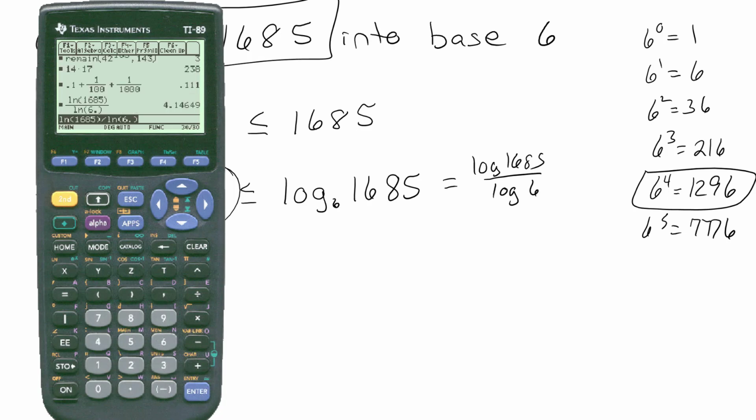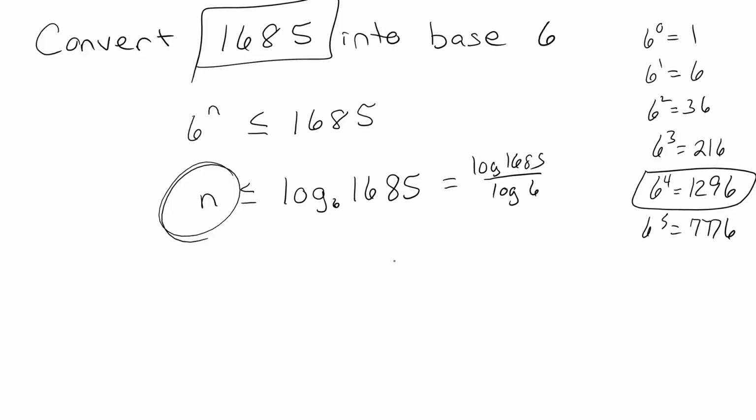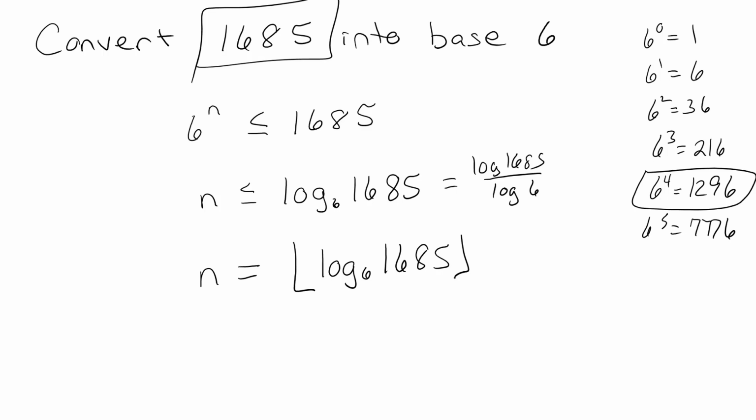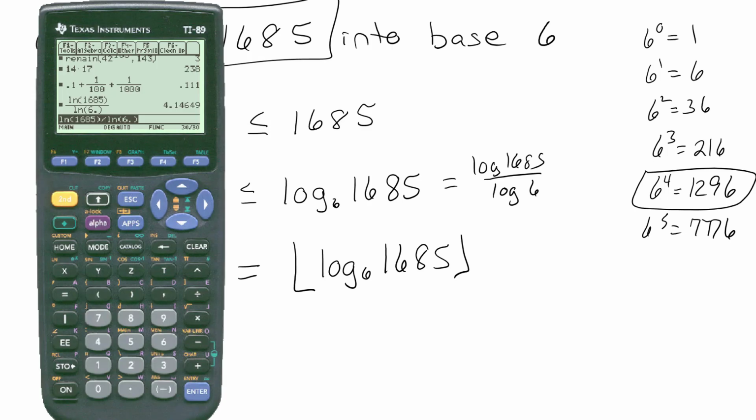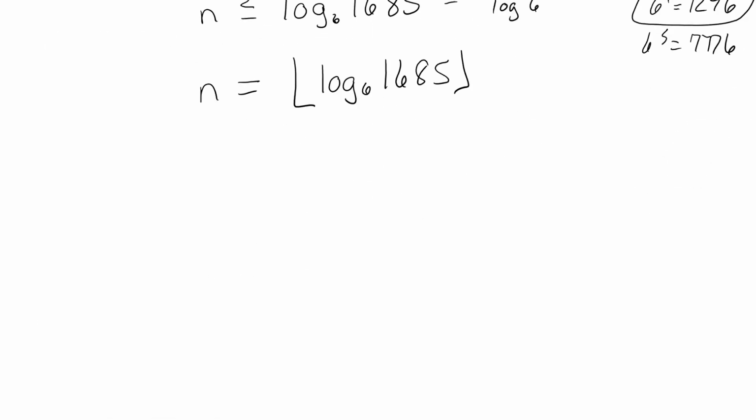I'm getting 4.14. Now the number I wanted out of that is 4, so I can use a floor function. Instead of saying n is less than that, I can say n is equal to the floor of log base 6 of 1685. And that gives me the power that I'm going to start with. I'm going to do this on paper here, and then show you how this looks in Matlab, for example. So this is going to give me a value of 4.